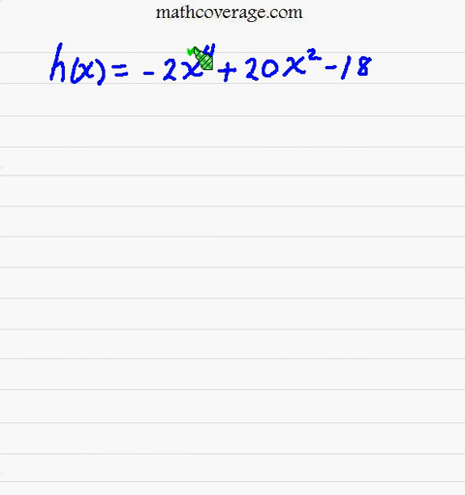Alright, we're going to find the relative extrema of h of x. And we go through our procedures. The first thing we do is find the derivative. By this time it should be getting pretty old. So 2 times 4 is 8, to the third power plus 40x.